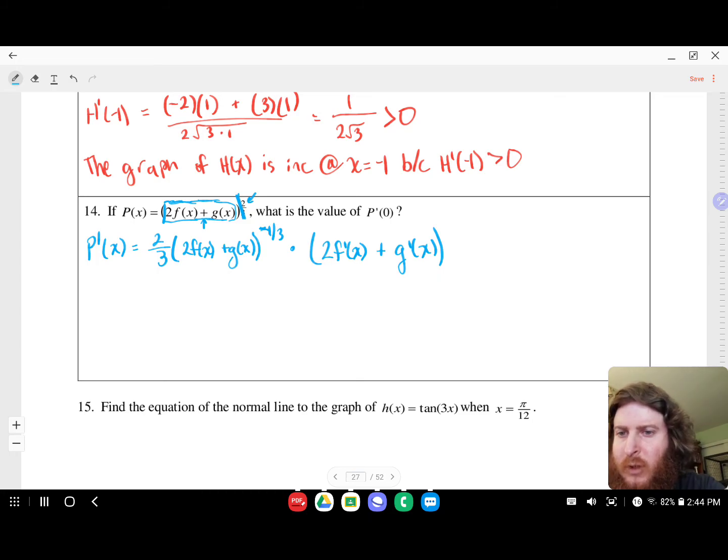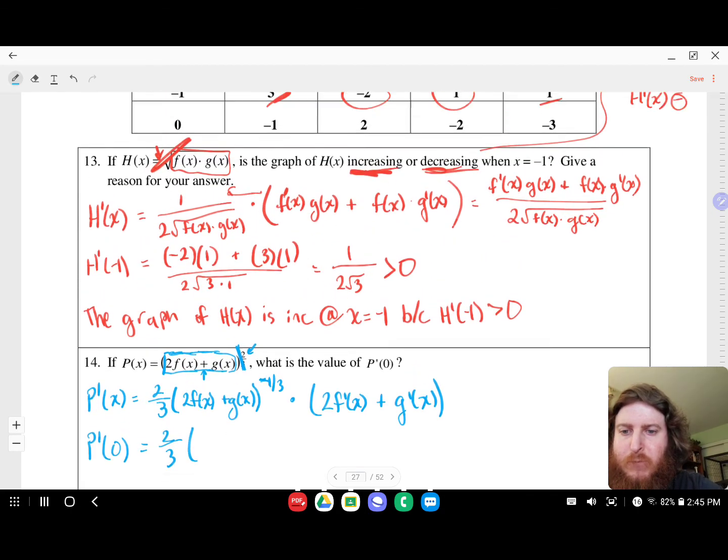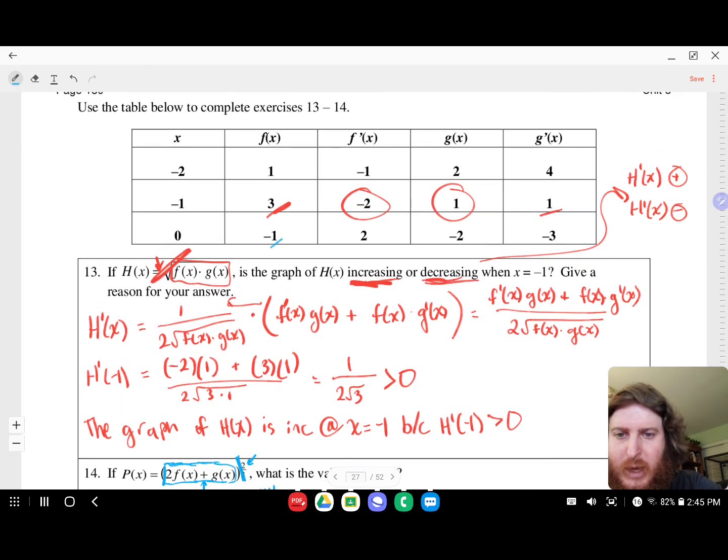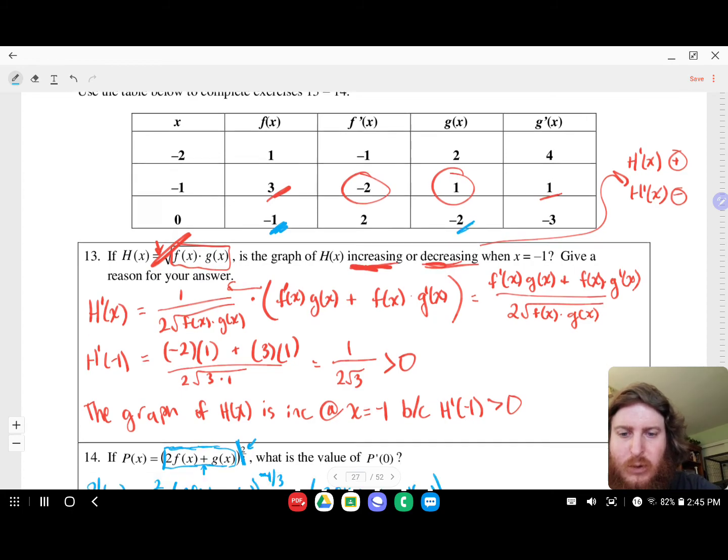So we just do the derivative of the left, 2f prime, and the derivative of the right, g prime. Now we can just plug in. So p prime of 0 equals 2/3. Now I'm going to just leave this as a negative 1/3 for now, and we can deal with it once we plug it in. So f of 0, right? f of 0 is negative 1, and g of 0 was negative 2.